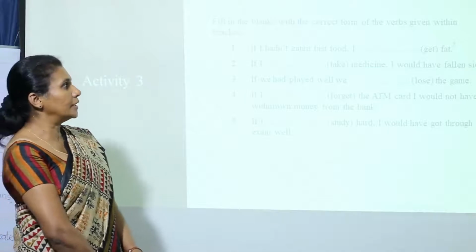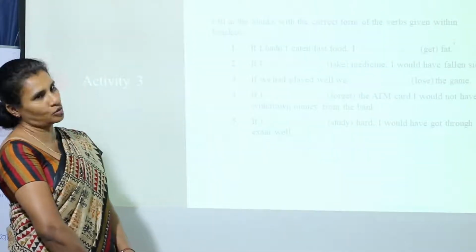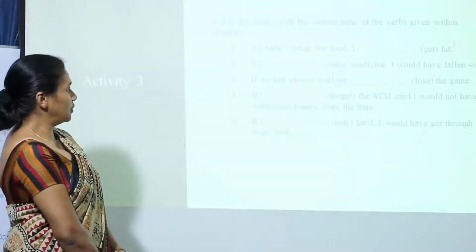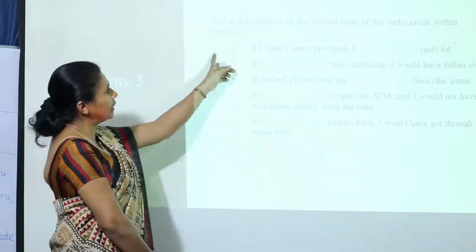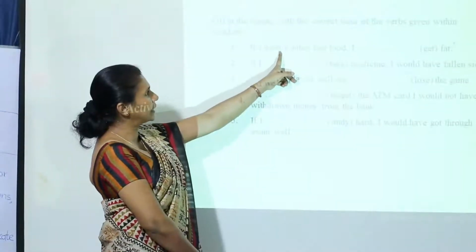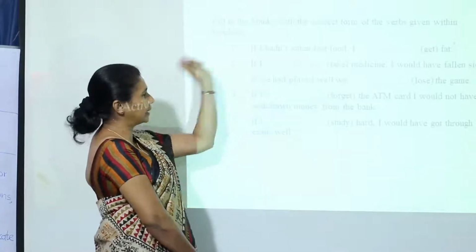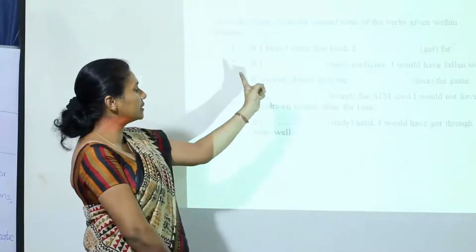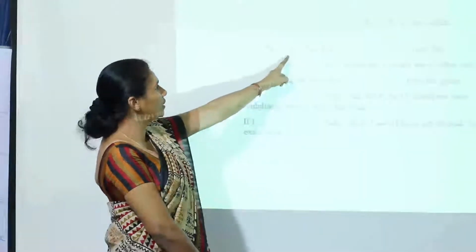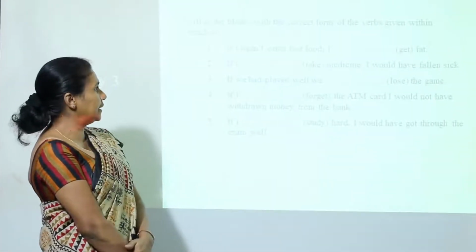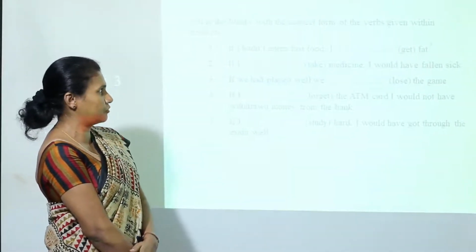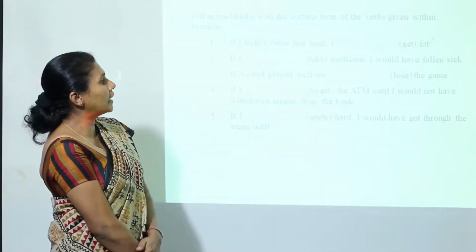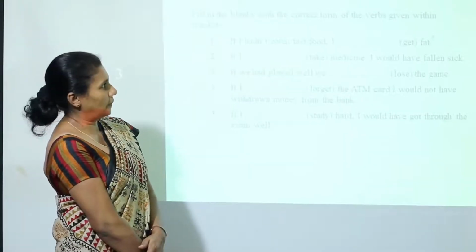Now this is about the third type of if conditional clause. So here you may see, if I hadn't eaten. So this is the negative form of past perfect tense. Had not has been contracted as hadn't. If I hadn't eaten fast food, so here you see the participle form eaten, fast food, you know that is junk food. Then if I hadn't eaten, so I would not have got fat.